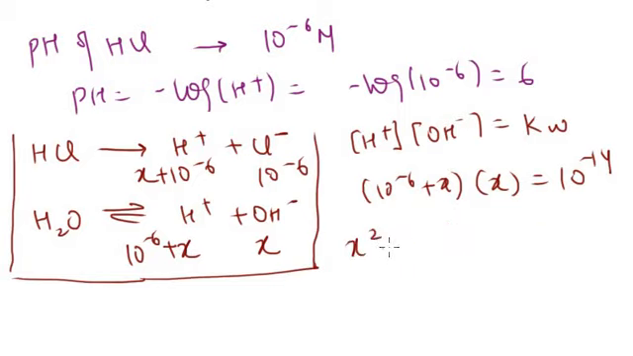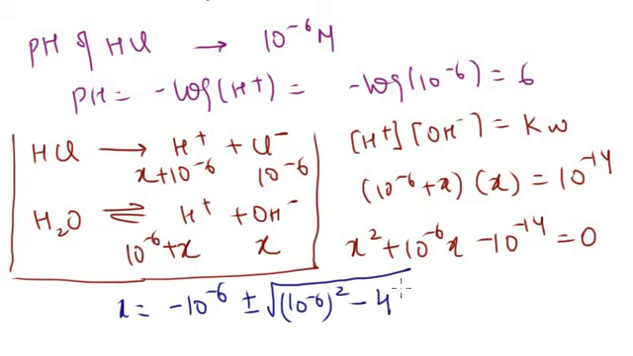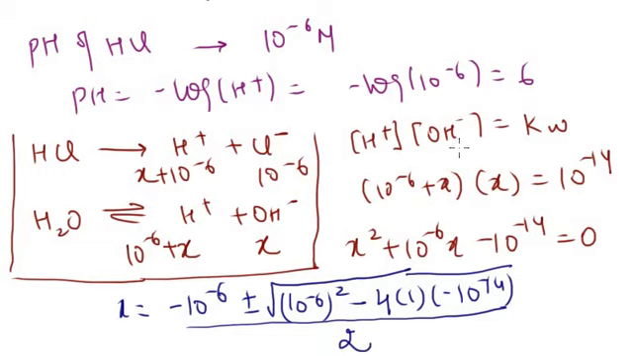Let's say x² + 10^-6 x - 10^-14 = 0. So we're going to use the quadratic formula to solve this equation. x equals negative b, this is x² + bx + c, so negative of b is minus 10^-6, plus or minus the square root of b², that is (10^-6)², minus 4 times a, where a is 1 and c is negative 10^-14, divided by 2a.